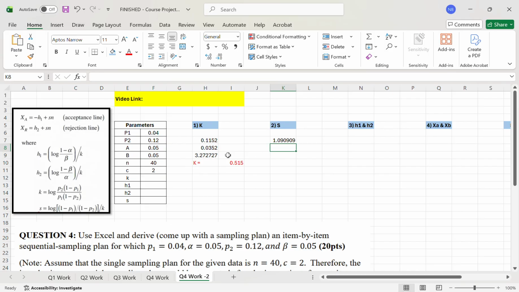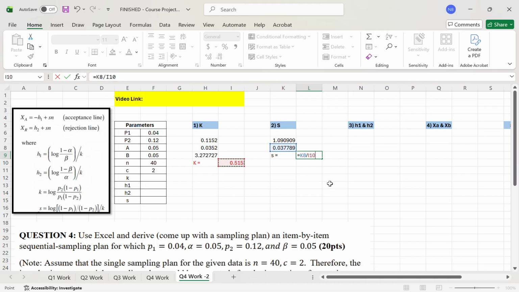Next, to finish off the numerator, we're going to take the log of that number. Okay, so here's our numerator. And finally, we're going to divide it by K. So our S is going to equal this number divided by the K value that we calculated earlier. So here's our slope.